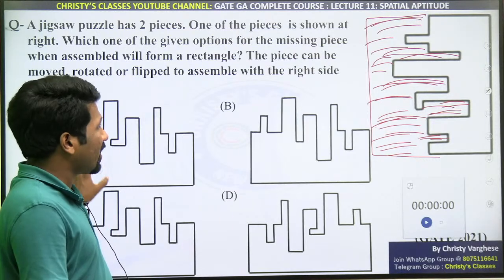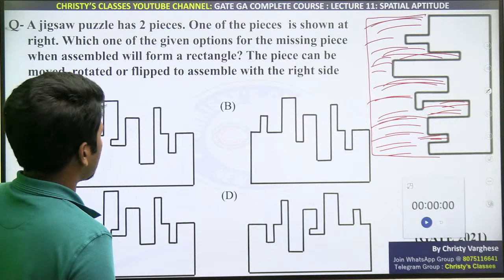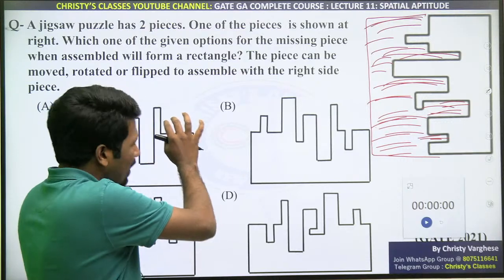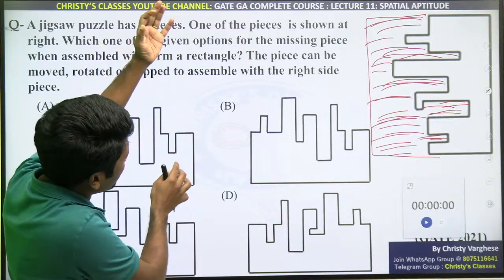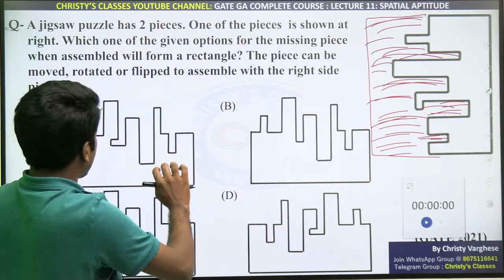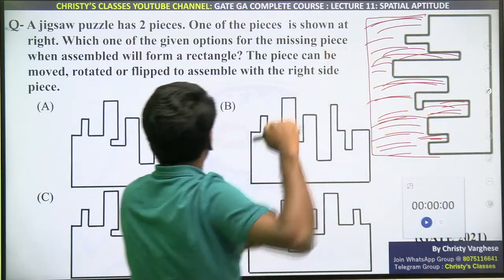But if the first method is clear, the first method will be much faster. To use the first method, you need to take this image. Imagine I am taking it and then shifting it like this and then keeping it here. Then it will exactly fit.